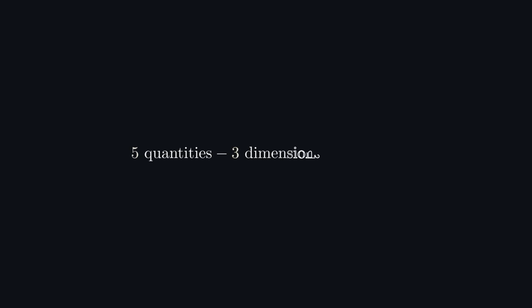It says, count your quantities, count your dimensions, and subtract. We've got 5 quantities and 3 dimensions. 5 minus 3 is 2. So no matter how messy the true law is, it collapses down to just 2 dimensionless groups. So what are those 2 groups?